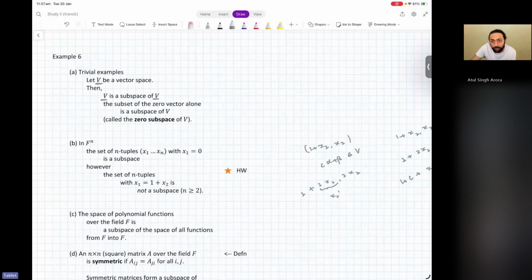Okay, let's see who we can ask now. Manan Sriram Diopurkar. Yes, sir. Hi, yeah. Can you tell us why this is indeed a subspace of V? Why V is a subspace of V?